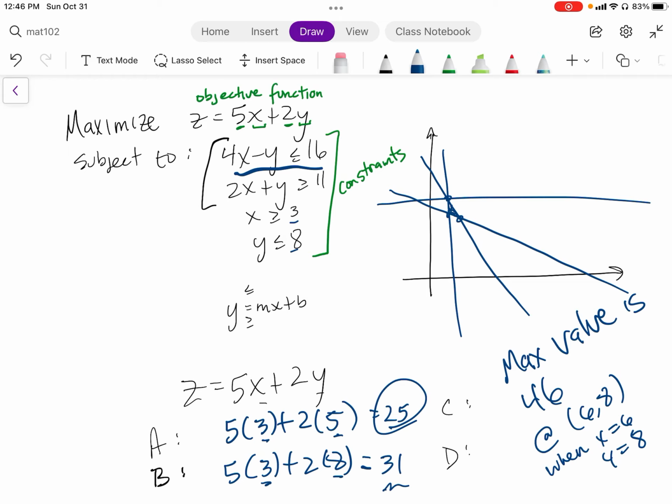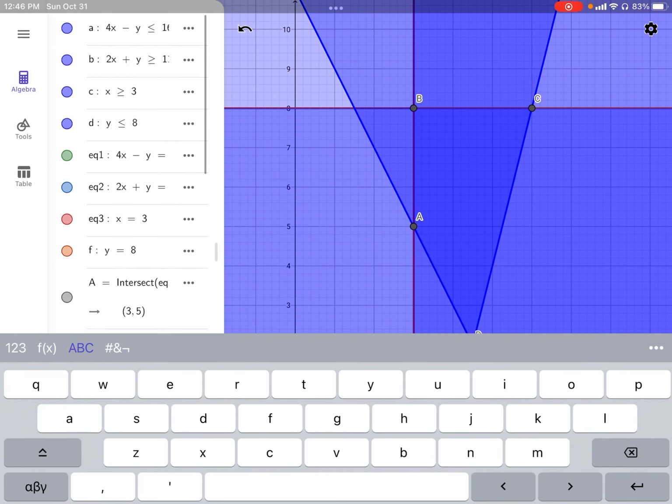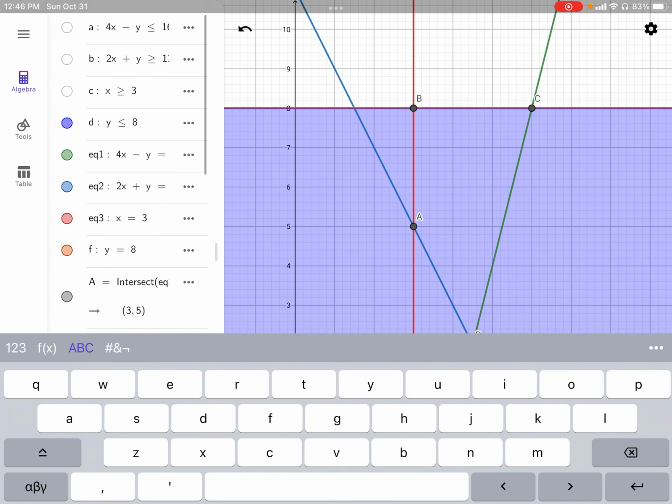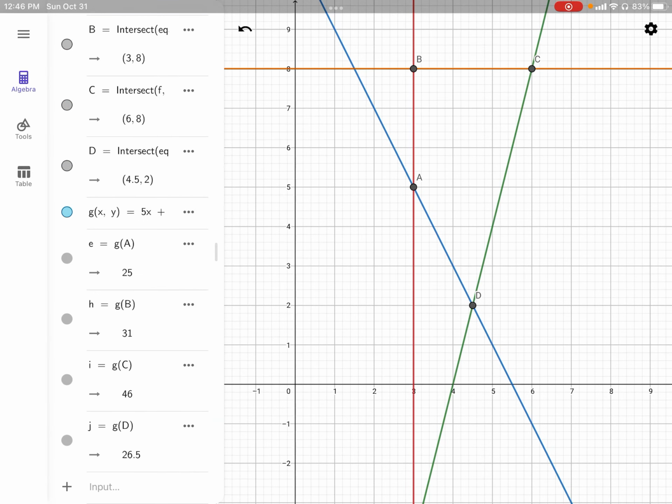So cool. Man, GeoGebra is awesome. And flip it back one more time. If you want to picture the shading on your own, right, you can eliminate some steps, get those equations, find the corner points, and create your objective function and do it that way. But I think tying it all together, it's pretty awesome. We could do everything at once.